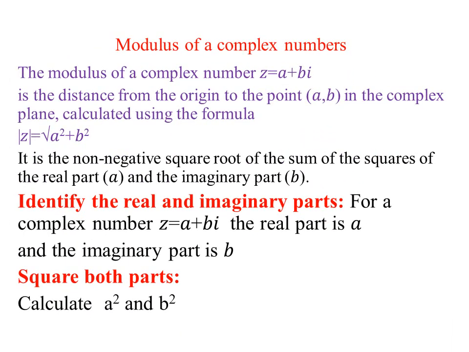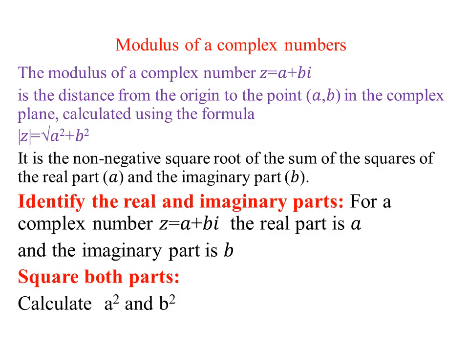Then the modulus of a complex number. The modulus of a complex number z equal to a plus bi is the distance from the origin to the point (a, b) in the complex plane. It is calculated using the formula mod z is equal to root of a square plus b square. It is the non-negative square root of the sum of the squares, where the real part is a and the imaginary part is b.